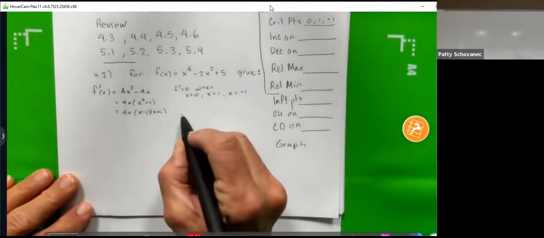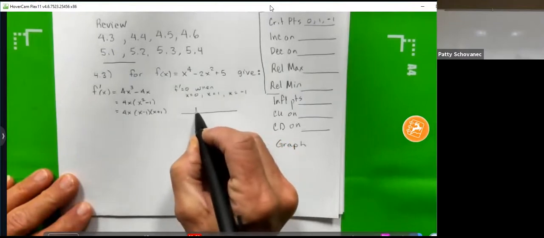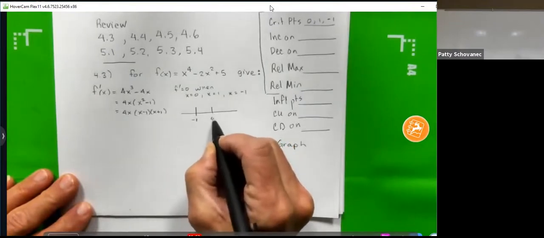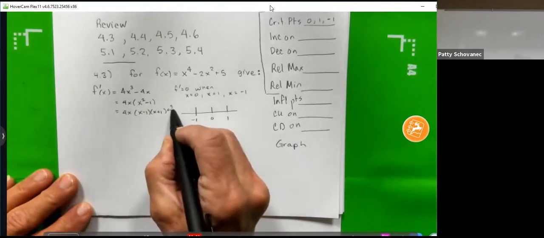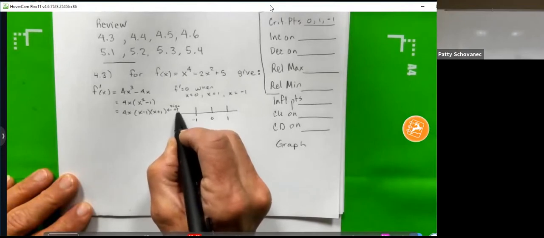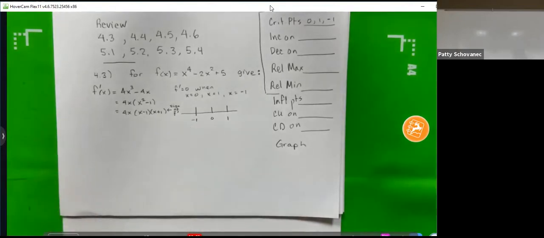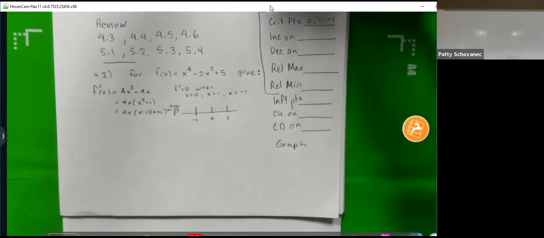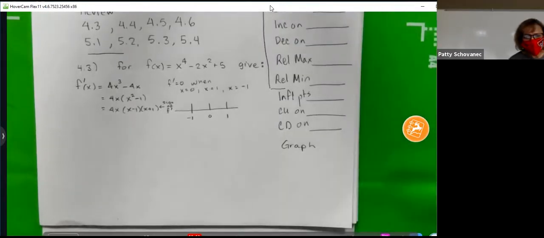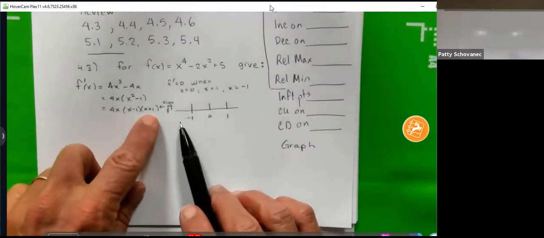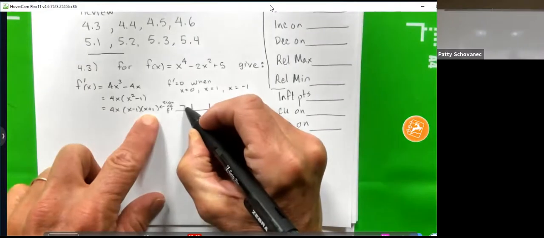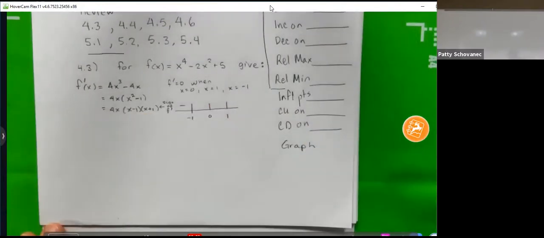Then we're going to check the sign of the derivative in intervals around those. So here's negative 1, here's 0, and here's 1. And I'm getting the sign of this. So I'm going to plug things into each factor. Let's see, if x is negative 2, the first factor is negative, second factor is negative, the third factor is negative. 3 negative things multiplied together will give me a negative right there.